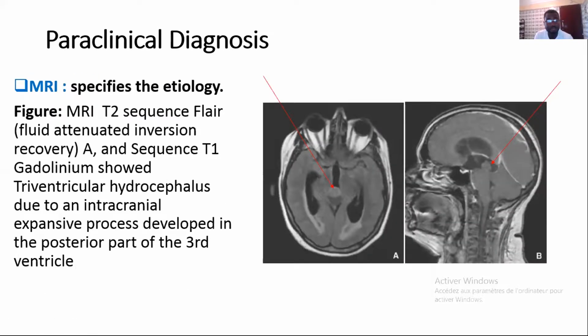MRI helps to specify the etiology. Like you can see here in this MRI, T2 sequence, fluid attenuated inversion recovery, and sequence T1 with gadolinium, show triventricular hydrocephalus. You can see here the occipital horns of the lateral ventricle which are dilated, and the third ventricle dilated, and this expansive process developed in the posterior part of the third ventricle, which is the cause of this triventricular hydrocephalus.